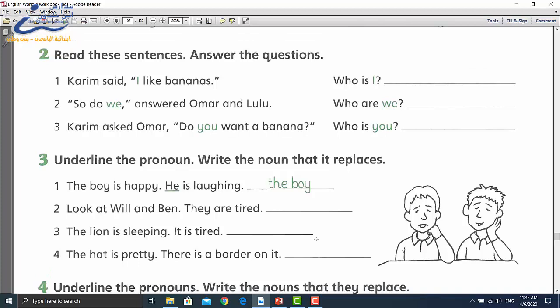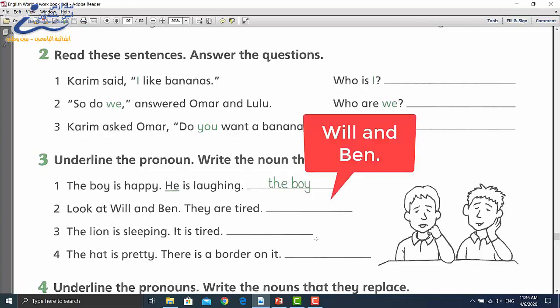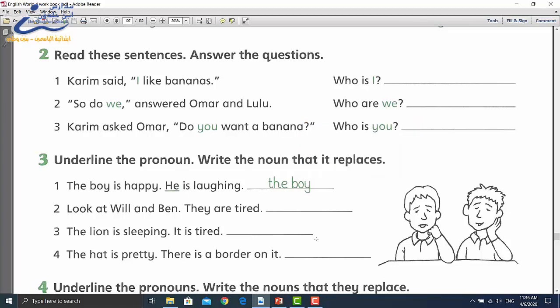Let's move to exercise number 3. Underline the pronouns. Write the noun that it replaces. Number 1. The boy is happy. He is laughing. He refers to what? Excellent. He refers to the boy. Look at Will and Ben. They are tired. They here refers to Will and Ben. Number 3. The lion is sleeping. It is tired. Where is the pronoun? Very good. It refers to what? The lion.